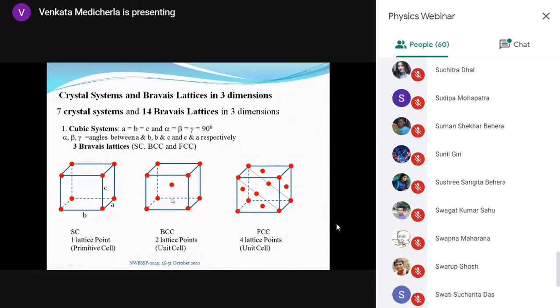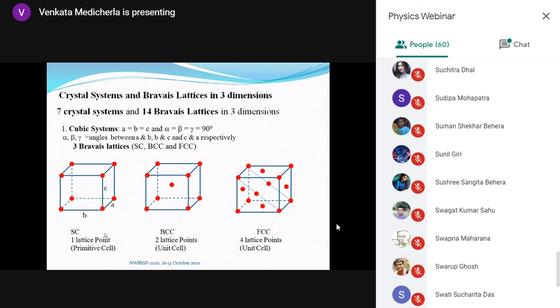Okay. And if you see FCC, you have 4 lattice points, because you have 6 faces contributing, 6 into 1 by 2, that is 3, and 8 corners contributing 1. Total 4 lattice points. This is also a unit cell, not a primitive cell, and the first one is the primitive cell. For each crystal system, you get 1 primitive and other non-primitive cells. So that means in the case of the cubic system, you have 3 Bravais lattices.